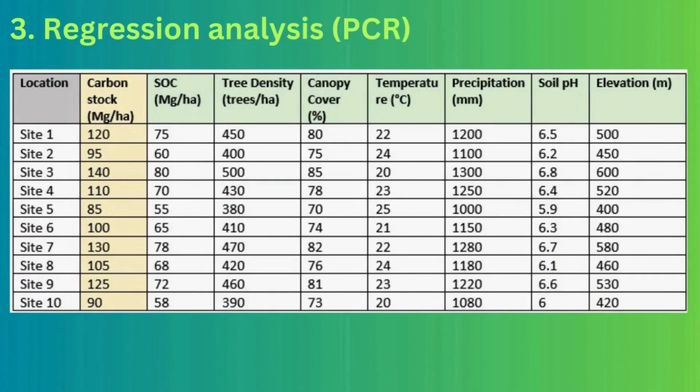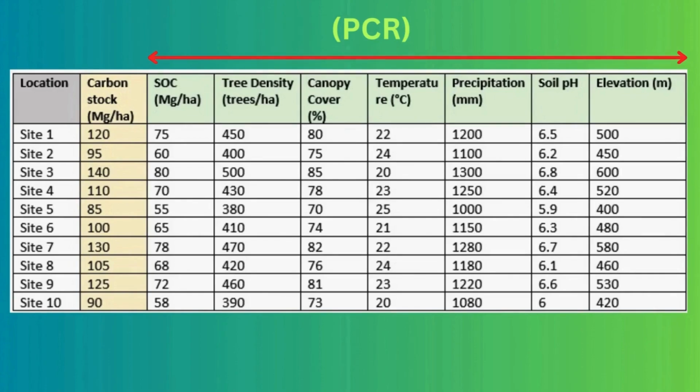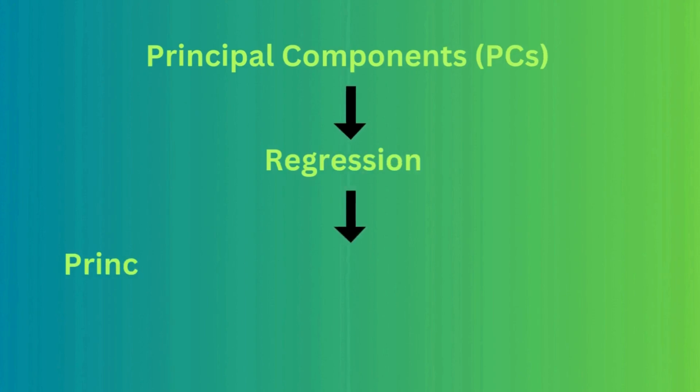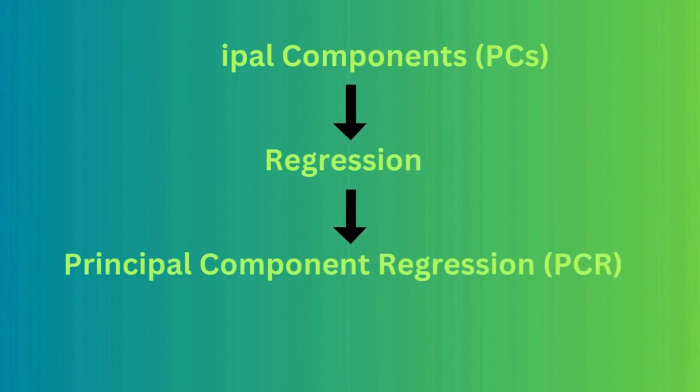Regression analysis. Another real-world application is regression analysis. For example, we want to perform regression to estimate the carbon stock using these 7 factors of carbon stock. However, these factors might be correlated to each other, which can affect the accuracy of the model. To address this, we can extract new features from the original dataset that are uncorrelated and yet retain most of the information from the original 7 variables. This process is known as principal component regression. Basically, when we use the extracted new features for regression analysis, we call it principal component regression.